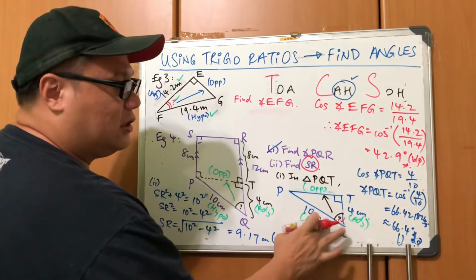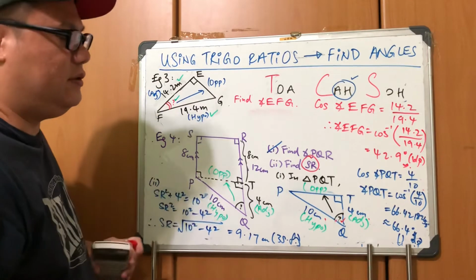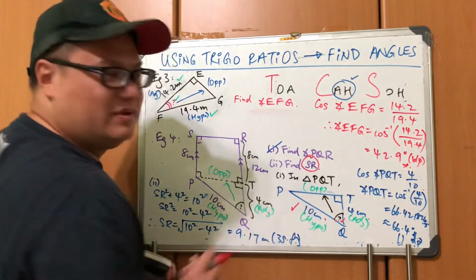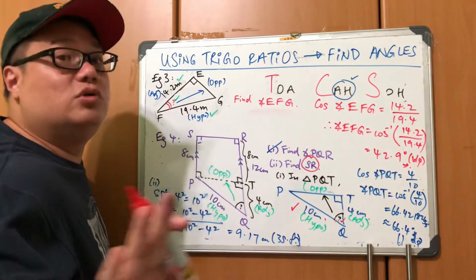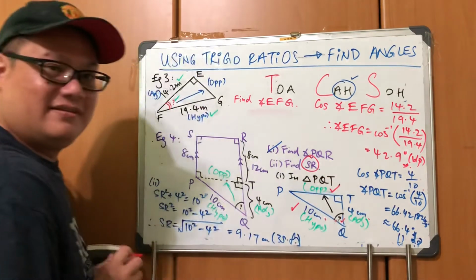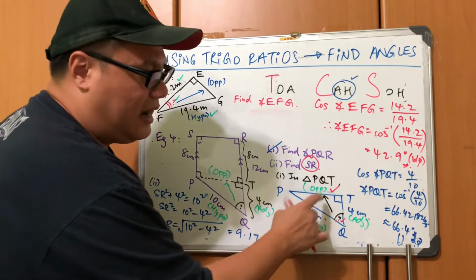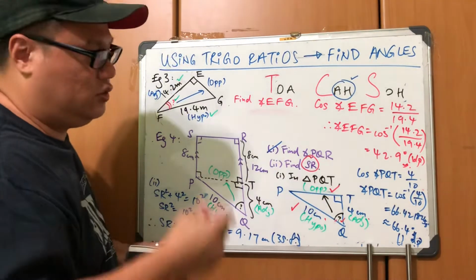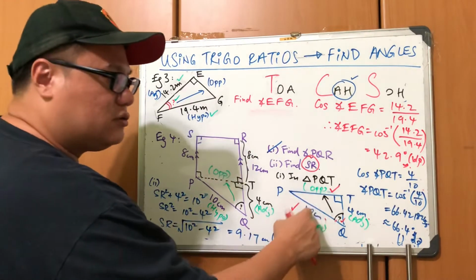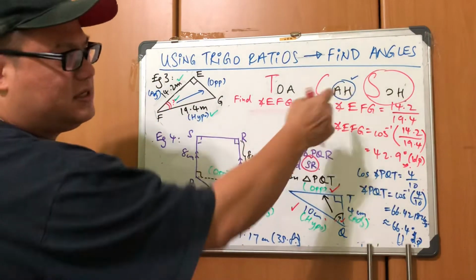You can ask yourself the critical question, what do I have and what am I trying to find? Example, what do I have? I have hypo. You can use adjacent, up to you, I just choose hypo. What am I trying to find? I'm trying to find opposite. The third critical question is, which Trigo ratio ties opposite and hypo? I have sine, right? Sine ties up opposite and hypo.